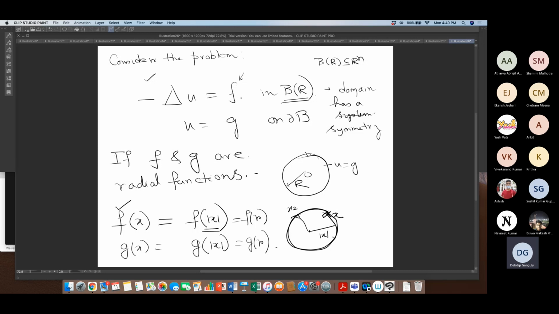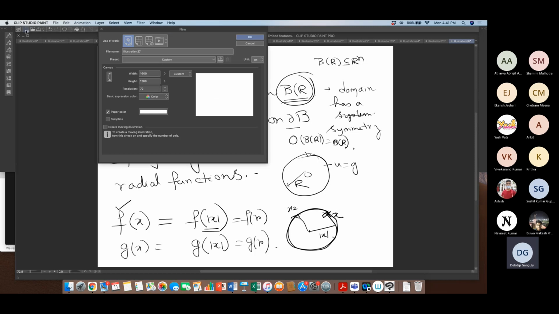So now you say f is a radial function, g is a radial function. So g will take a constant value on the sphere of radius r because g is a radial function. The domain also has a symmetry, radial symmetry. An orthogonal transformation maps B_R to B_R, right? Now you tell me what type of solution one should expect. Radial. Yes, because your domain is radial, the source function f is radial, g is radial, so one can look for a radial solution.